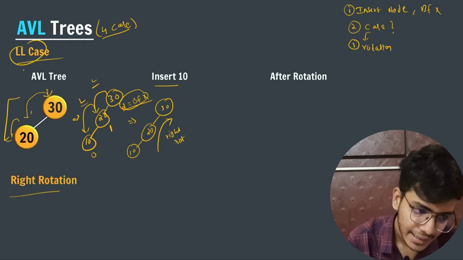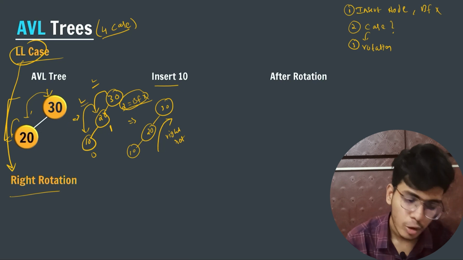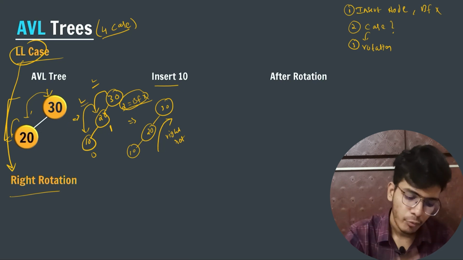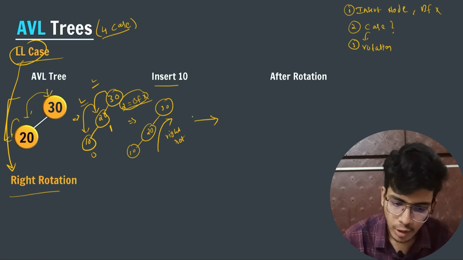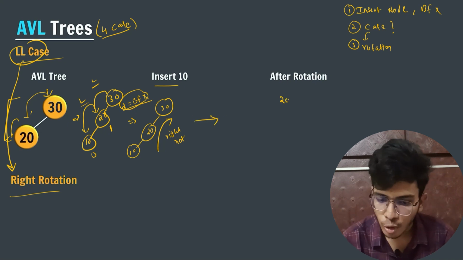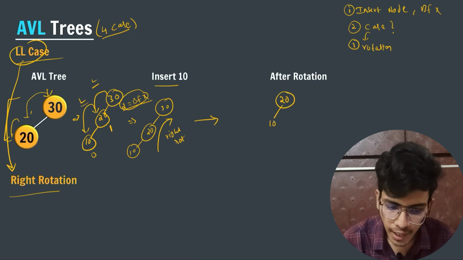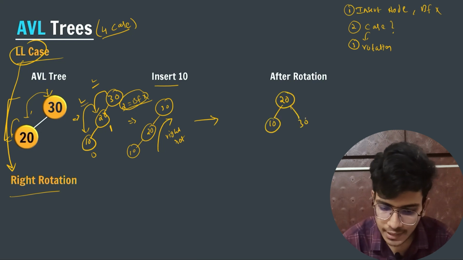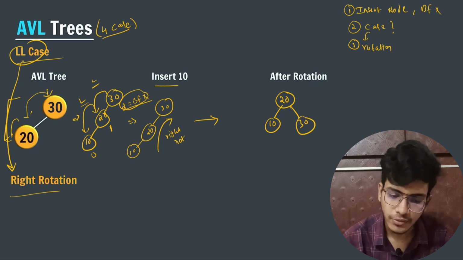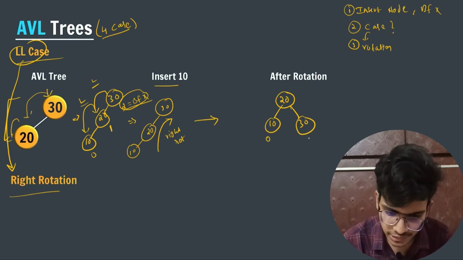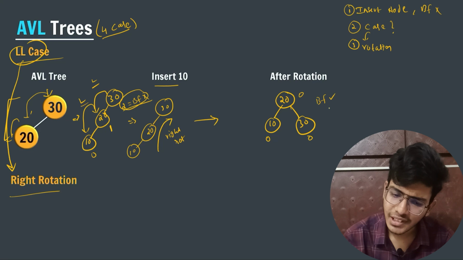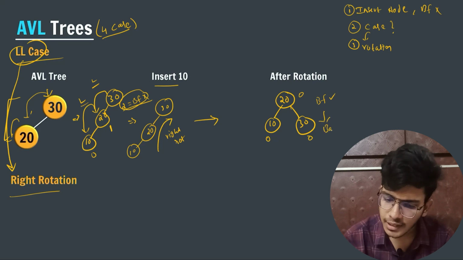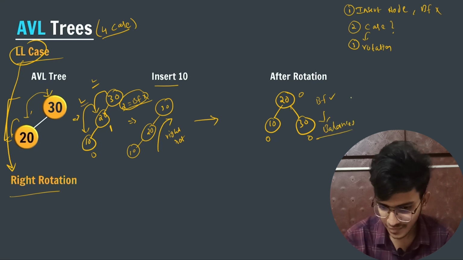When I get the LL case, I will perform a right rotation. You have to keep this in mind. After the right rotation, 20 will become my root node, 10 will become my left part, and 30 will become my right part. And if you observe, the balancing factor is 0, and here the left height is 1, right height is 1, so this will become 0. Here the balancing factor is satisfied, hence the tree is balanced.